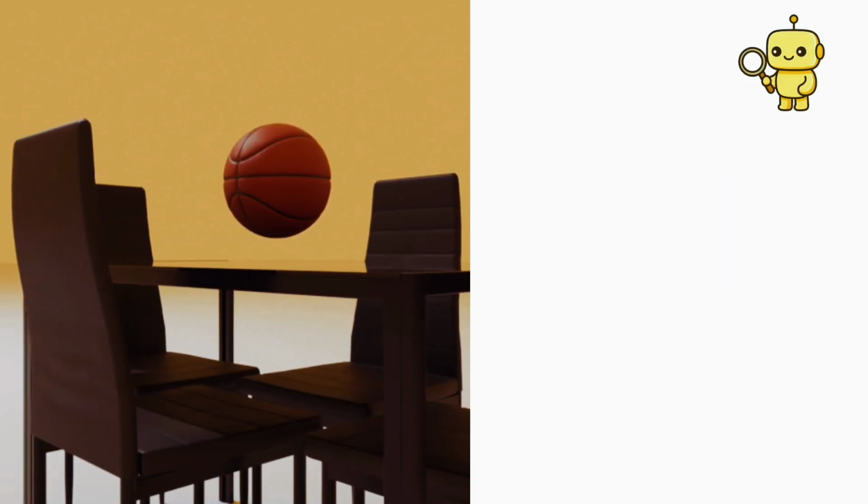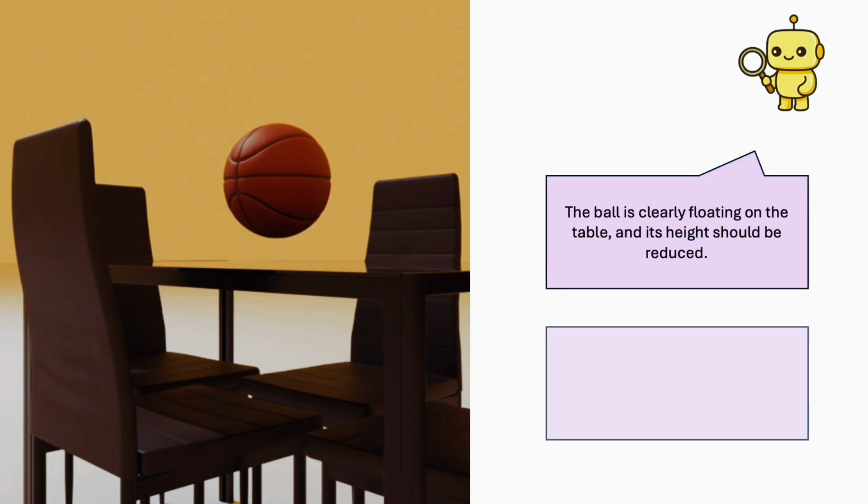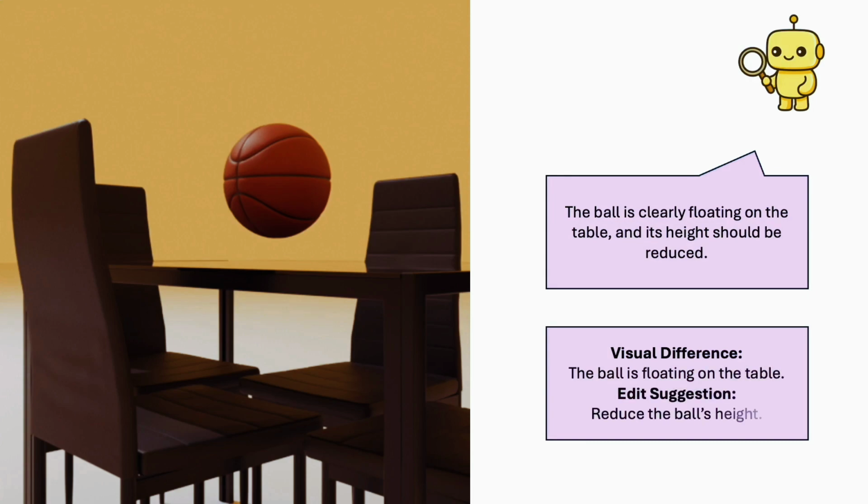After the tool executed, the verifier clearly observed that the ball is floating on the table. So it wrote a suggestion into the shared memory, saying the ball is currently suspended above the table, and its height should be reduced.